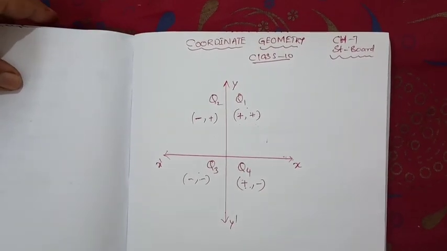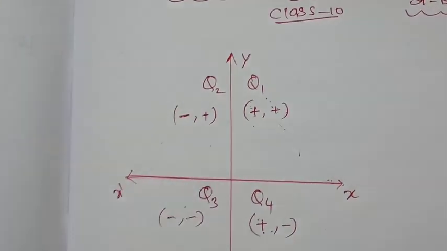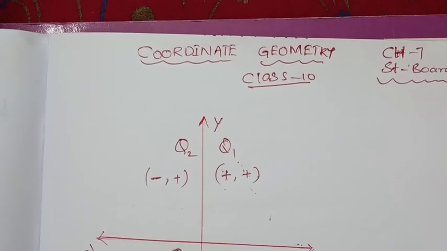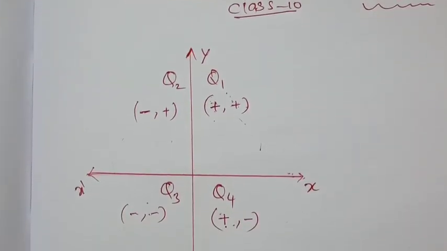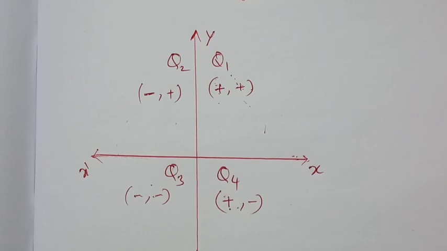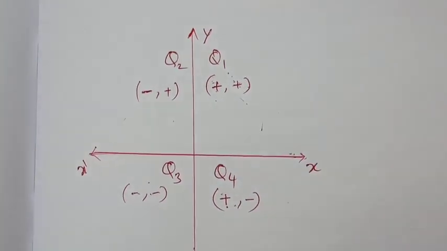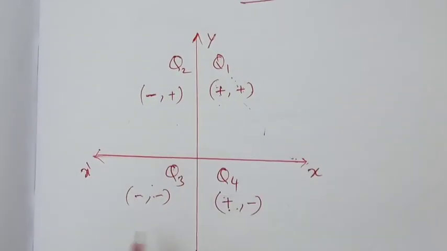Hello children, today we are going to learn coordinate geometry, class 10, chapter 7 from the state syllabus board. Here I have drawn one x axis and y axis.